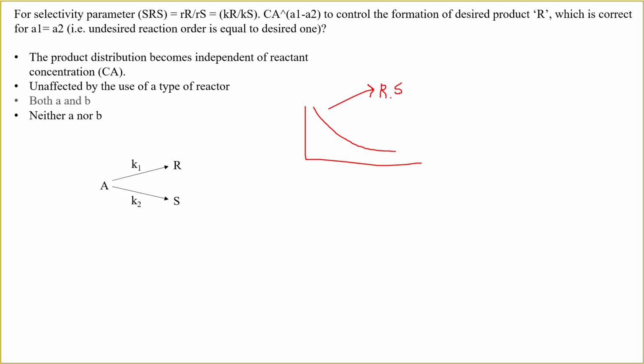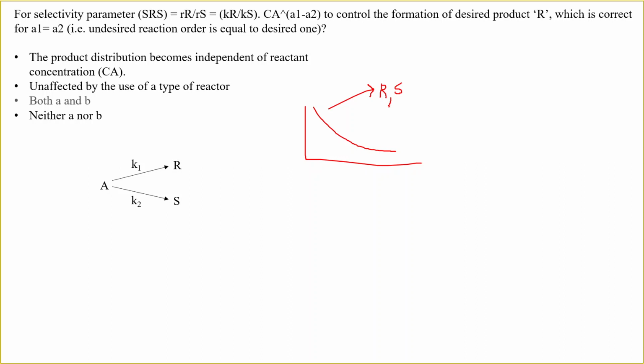So what can be said in this case is, first, the product distribution becomes independent of the reactant concentration. This is true because since both of the orders are the same, no matter how much A you put inside the reactor or remove from the reactor, it will just either promote the reaction of both of them or reduce the reaction of both of them, since both orders are equal. The next is unaffected by the type of reactor.